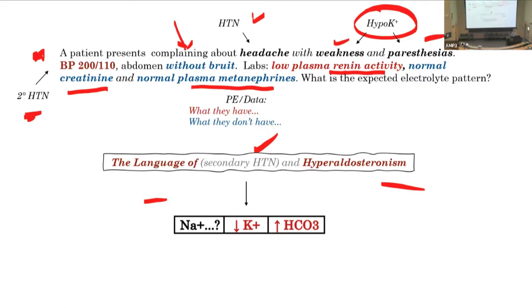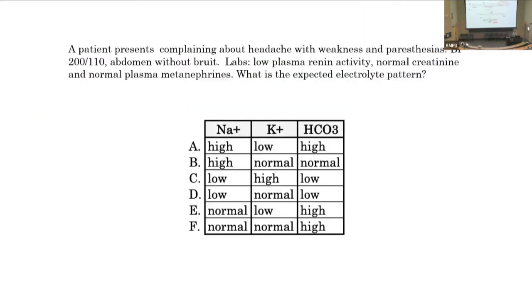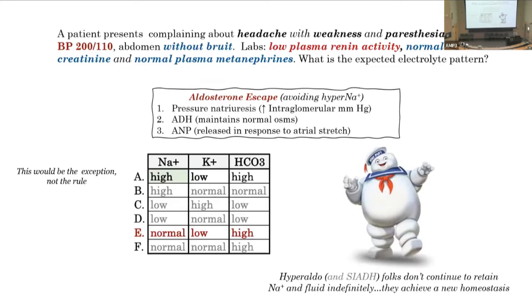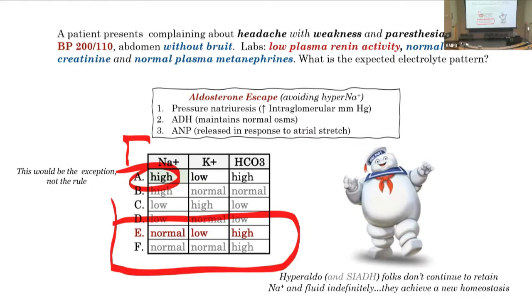And so again, I think with hyperaldo, everybody's going to recognize the idea: hypokalemia, metabolic alkalosis, and then it just becomes, how are we going to have a fist fight over what the sodium is doing? So a high sodium, the point about aldosterone escape is not part of the criteria. That hyperaldosteronism is manifested by hypertension, low K, high bicarb, normal sodium. I think it's the last time I'm going to do that to you.